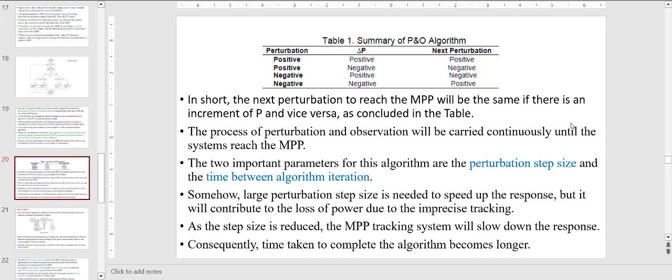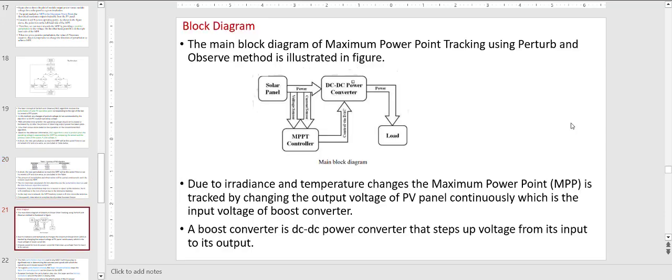If presently the perturbation is negative, that is, the voltage is decreased, and delta P is increased, the next perturbation should be negative. If presently it is negative and delta P is negative, then the next perturbation should be positive. That is the way the algorithm works.